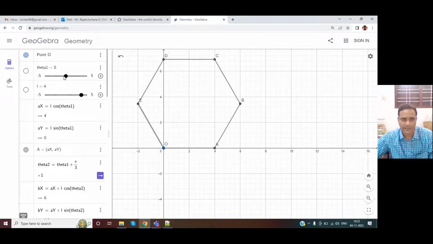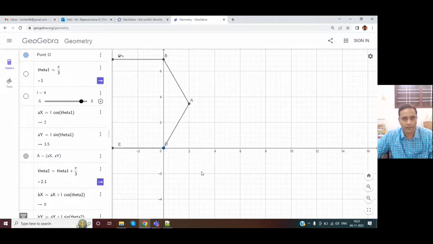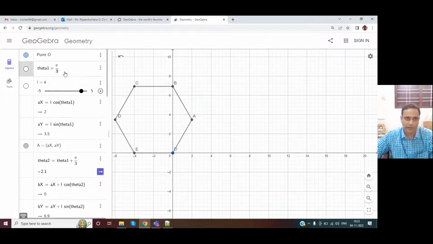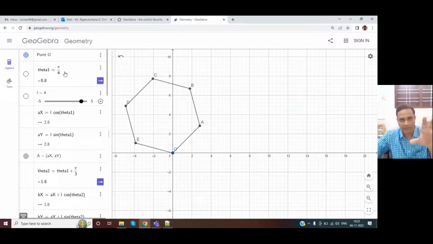Now what will happen if I change this theta value? This is in radians, so theta 1 is, say, pi by 3. Something happened. What happened? Yeah, so it basically rotated OA. Point O is still the same. If I give pi by 4, see that OA is making 45° with respect to horizontal. Everything else was the same.